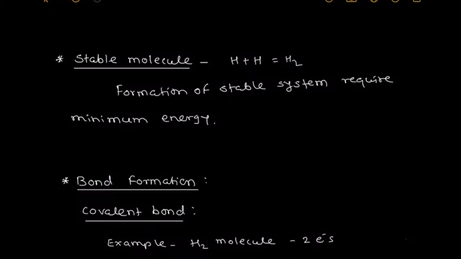Suppose the H2 molecule breaks into two separate atoms. It requires some external energy to break the H2 molecule into H plus H atoms separately. That energy is the dissociation energy. But when they interact with each other, the total energy reduces, the system becomes stable, and it requires minimum energy.